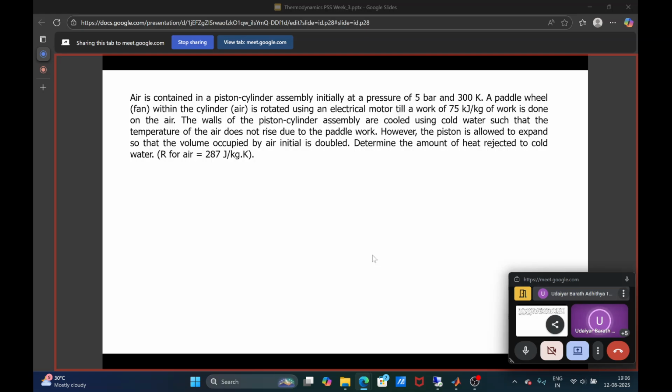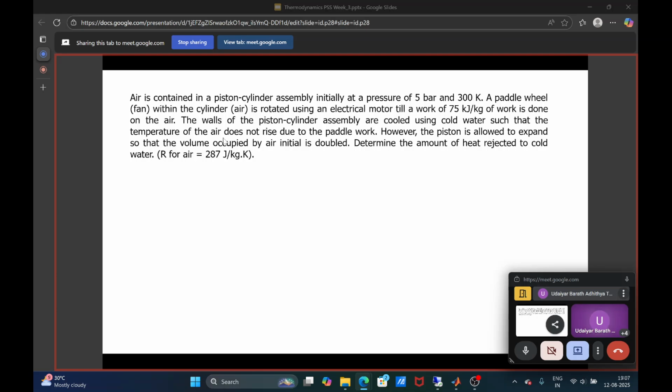So you have all three happening. You are supplying work, because of which your air is getting heated; it is receiving energy. So you are cooling it such that the temperature remains constant throughout. So you are receiving work and it is doing some work, and there is some heat which is getting rejected.